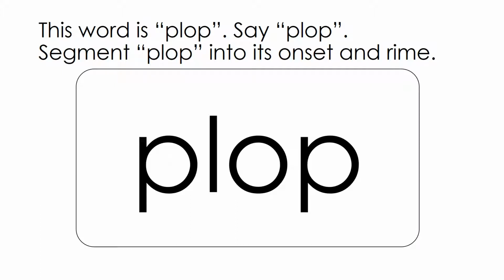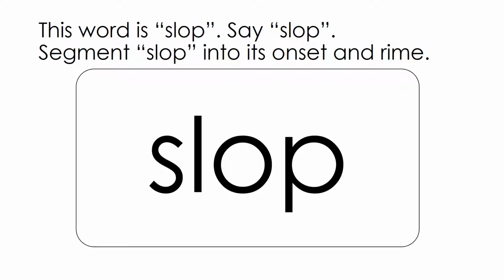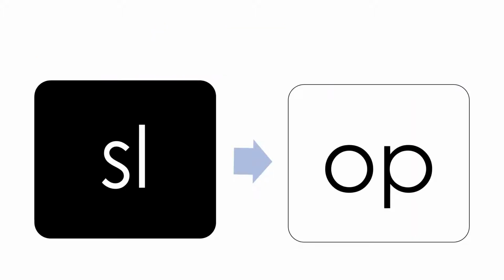This word is plop. Say plop. Segment plop into its onset and rime. Pl, op. This word is slop. Say slop. Segment slop into its onset and rime. Sl, op.